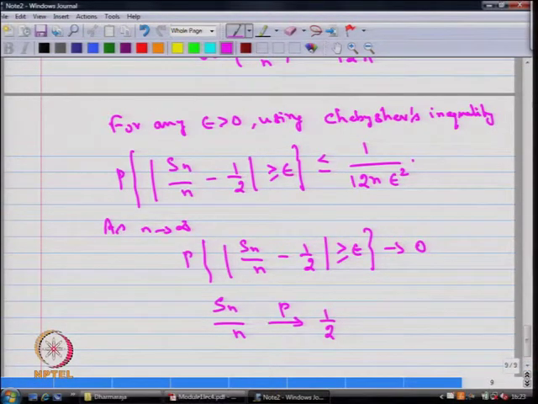Therefore, we say the sequence of random variables Xn for n equal to 1, 2 and so on obeys the weak law of large numbers, because Sn by n converges to 1 by 2 in probability. So, that is the intention of giving this example.